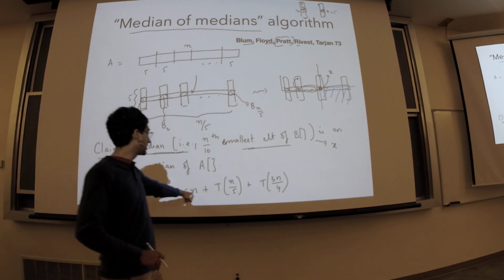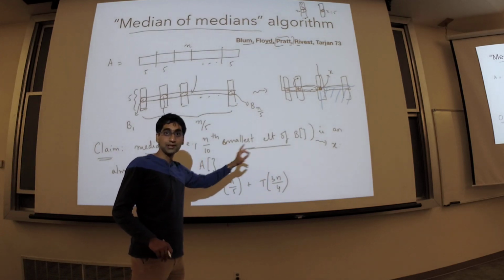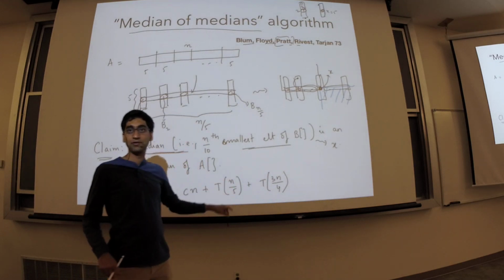So this Cn and T of 3n by 4 are the same as before, just that for doing this you've got a T of n by 5.